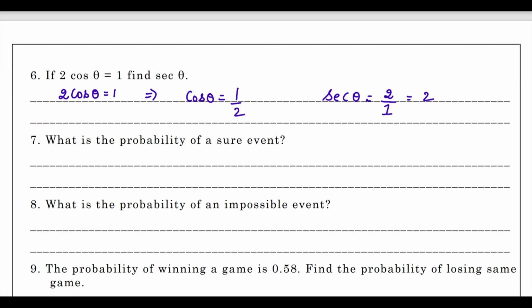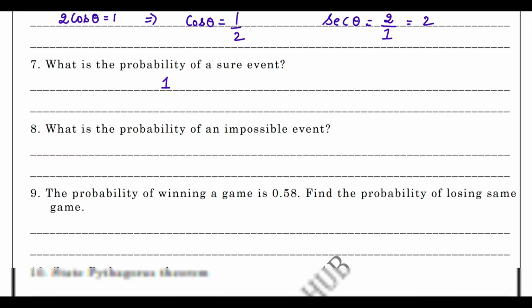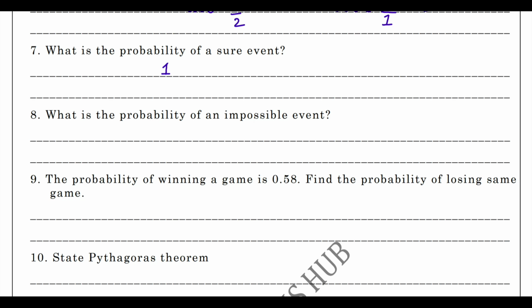What is the probability of a sure event? The event which happens 100% for sure is called a sure event. That means the probability of a sure event is 1. Simple question, right? What is the probability of an impossible event? It is 0.